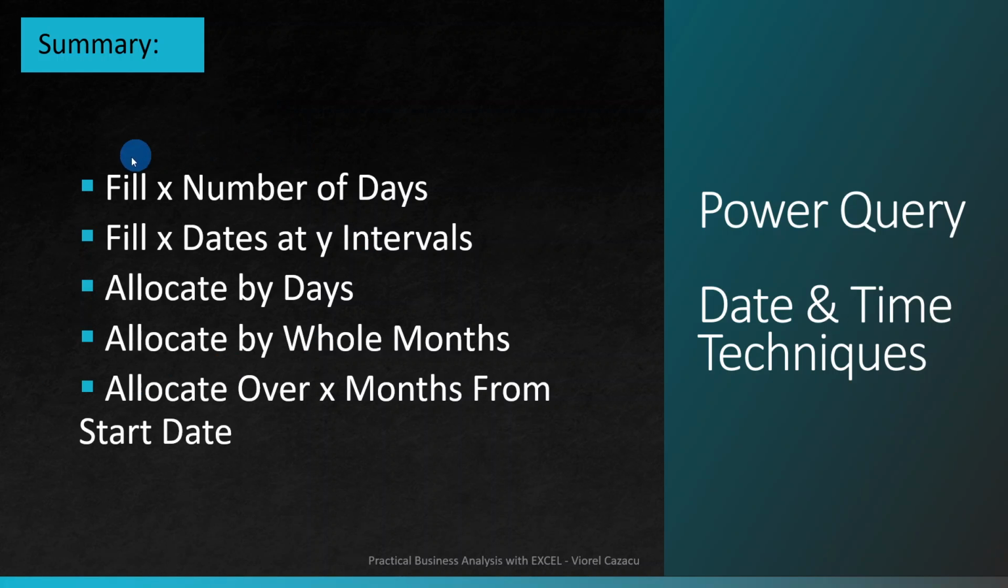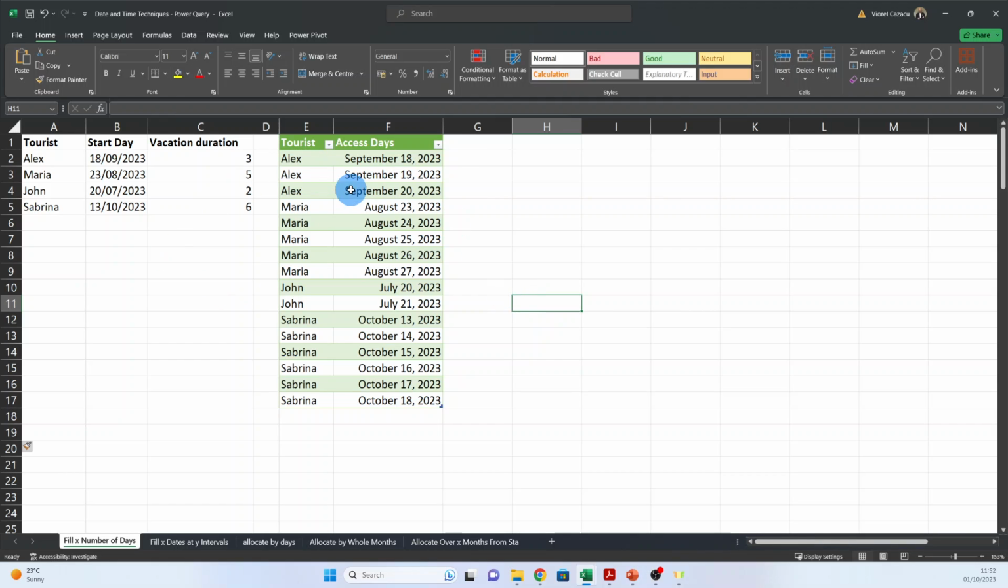The first technique would be to fill the number of days from a start date. Let's see which is the final outcome. So we have the tourist name, the start day of the vacation and the vacation duration, and we want to fill a table with all the dates that the tourist stays in.